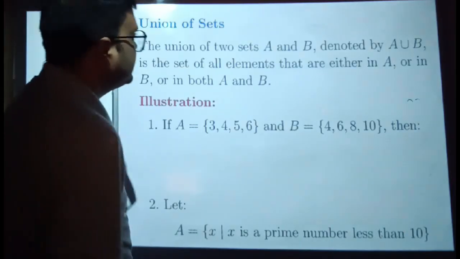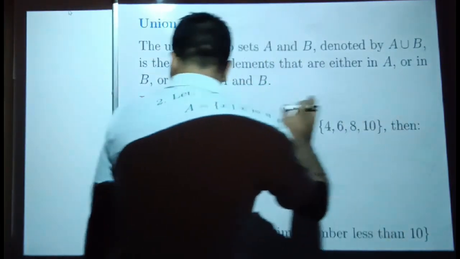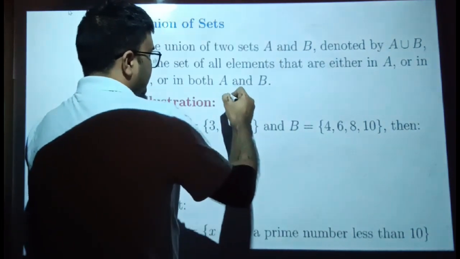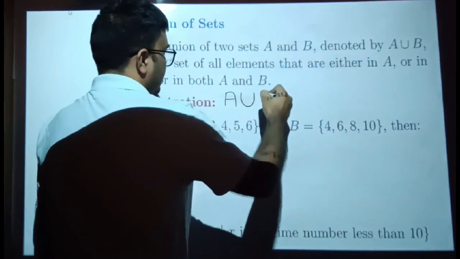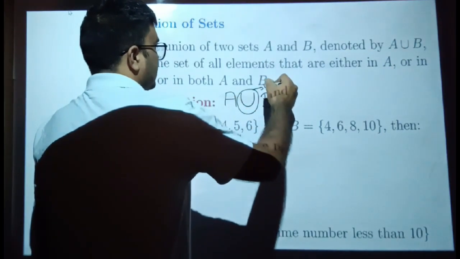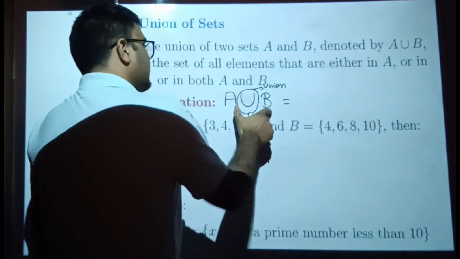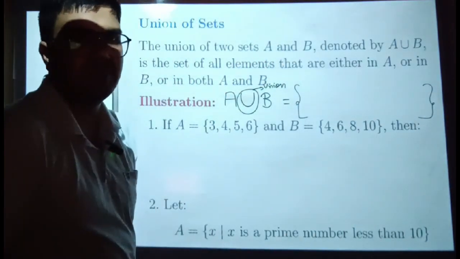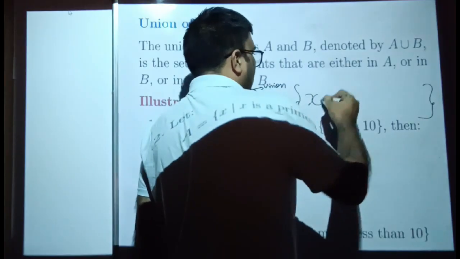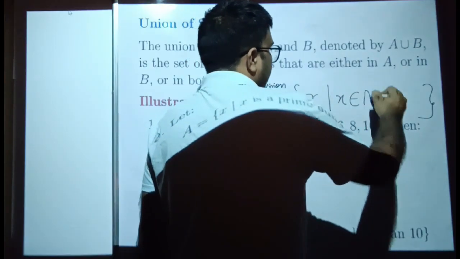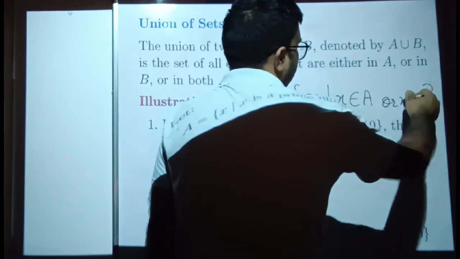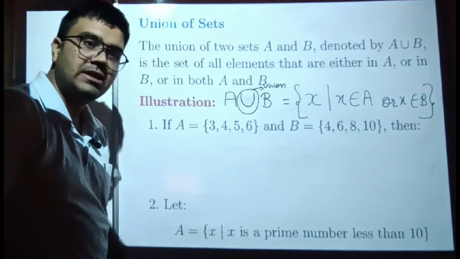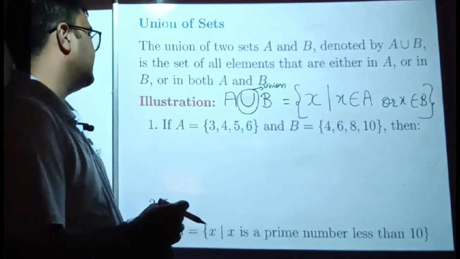So how is union defined? We have two sets A and B. Union is written as A union B. This is the symbol for union. A union B is a set. What are the elements of this set? They are all x such that either x is an element of A or x is an element of B or both. It contains all the elements of the set A as well as that of the set B.